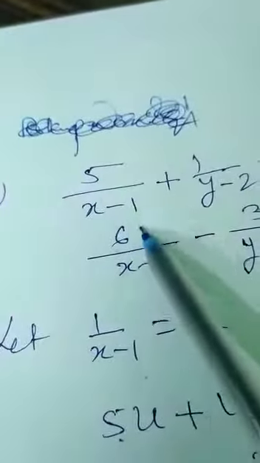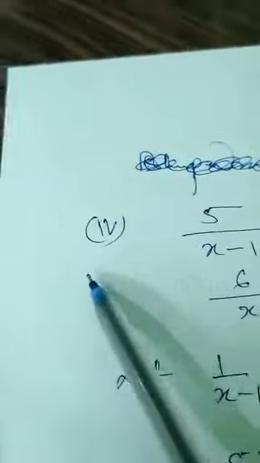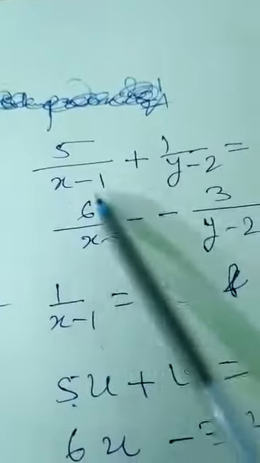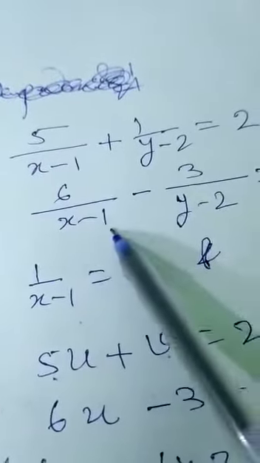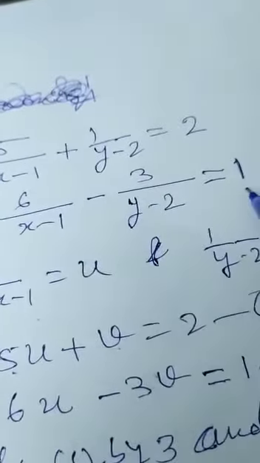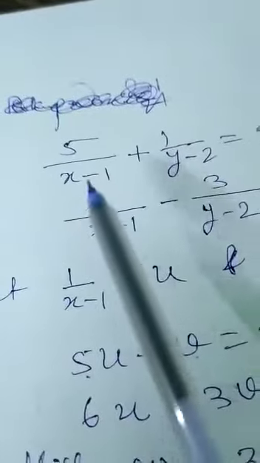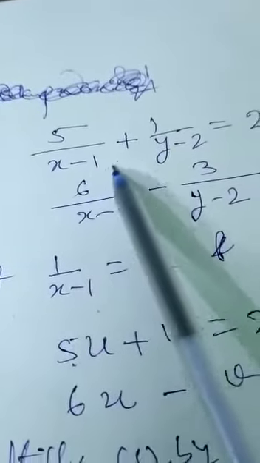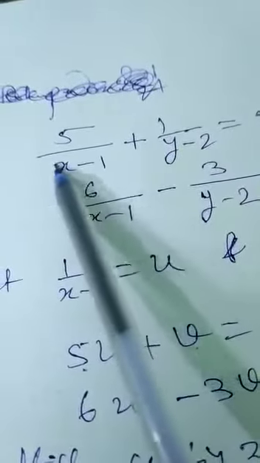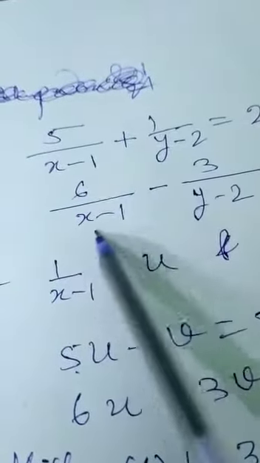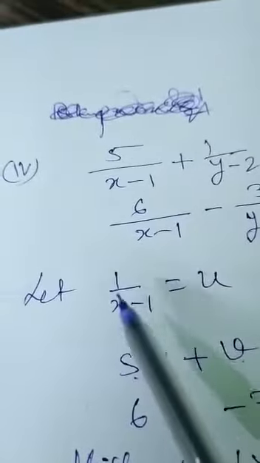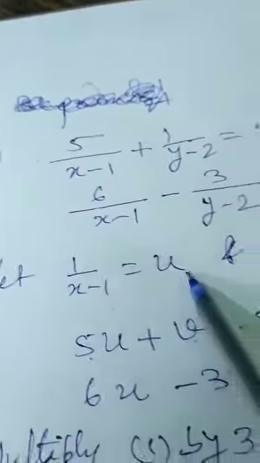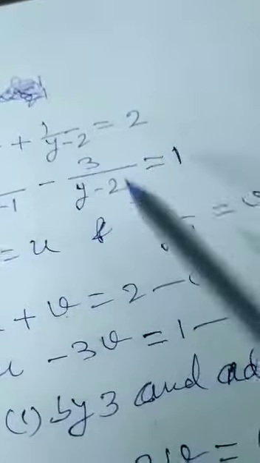Now the fourth one: 5 by x minus 1 plus 1 upon y minus 2 is equal to 2, and 6 by x minus 1 minus 3 by y minus 2 is equal to 1. In the same process, you see that x minus 1 is in the denominator, and here y minus 2. So in the same method, you will put 1 by x minus 1 is equal to u and 1 by y minus 2 is equal to v.